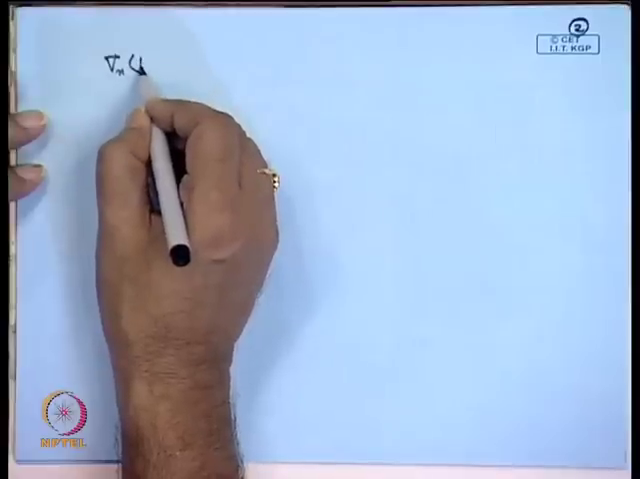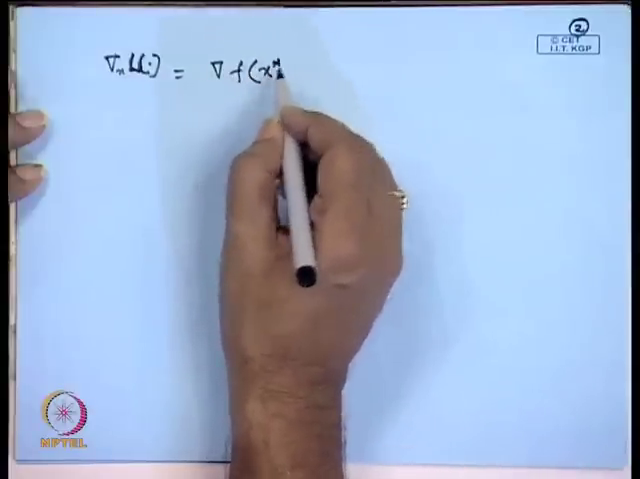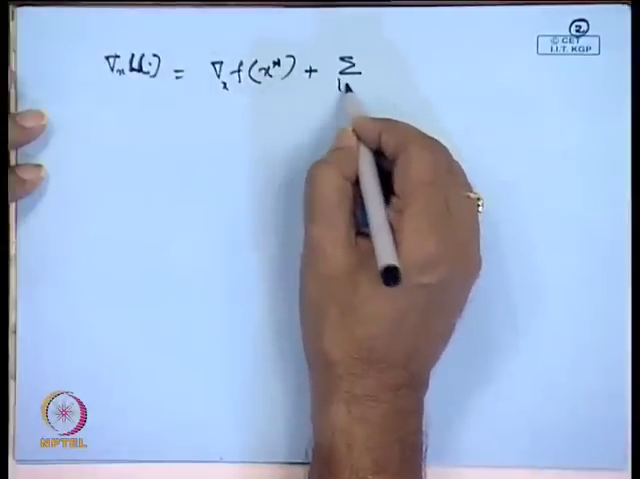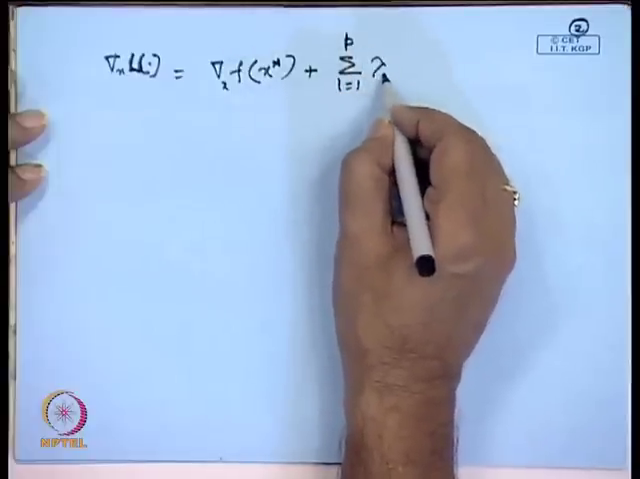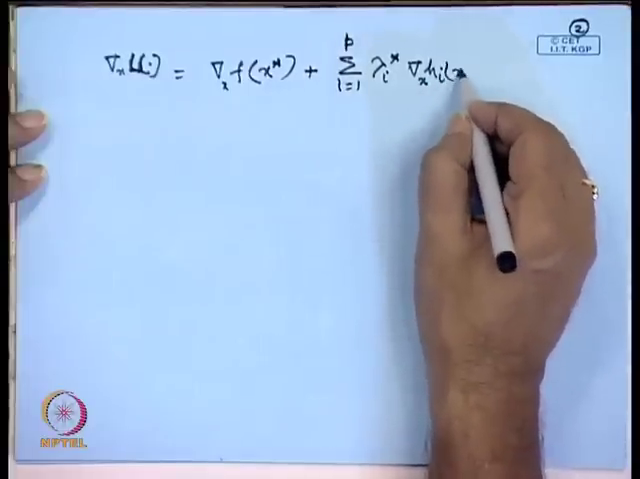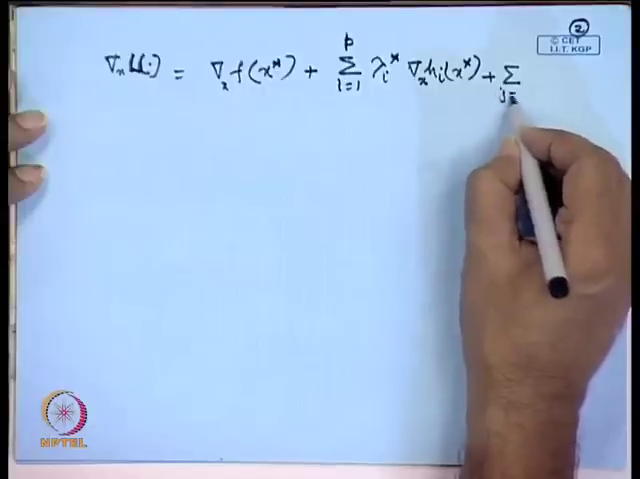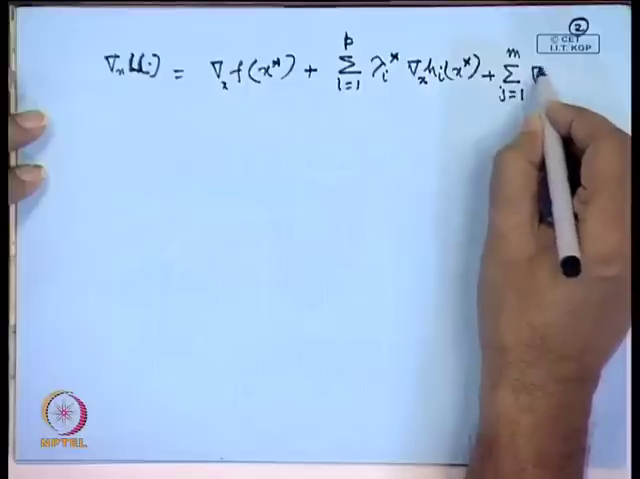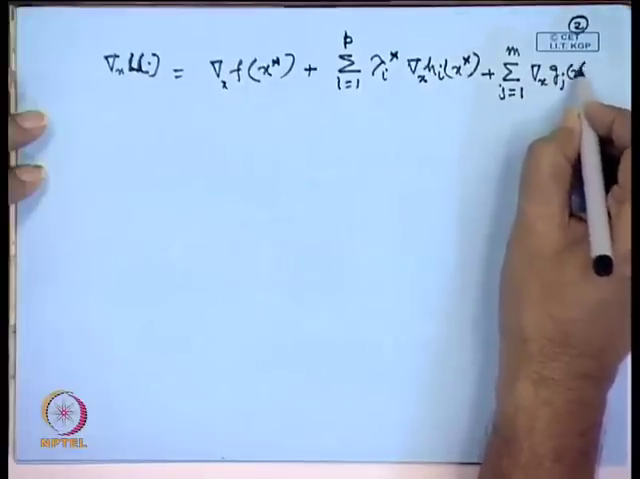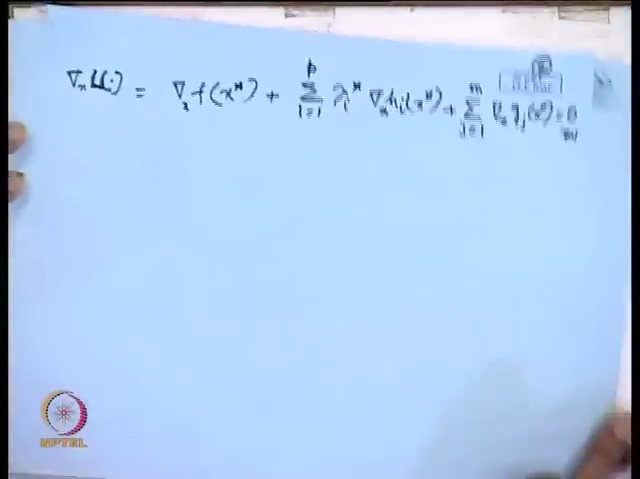What is the necessary condition? The gradient of the Lagrangian function must be equal to 0. So the gradient of L with respect to x is nothing but the gradient of f(x) plus the summation over i of lambda i star times the gradient of h_i with respect to x, plus the summation for j = 1 to m of mu j star times the gradient of g_j at x star, and this must be equal to 0, whose dimension is n cross 1. Agree?